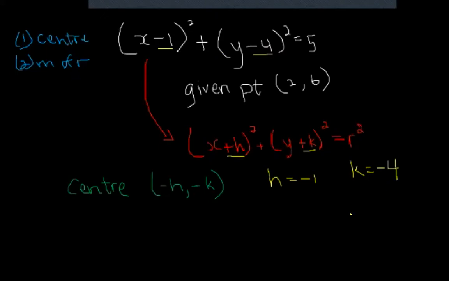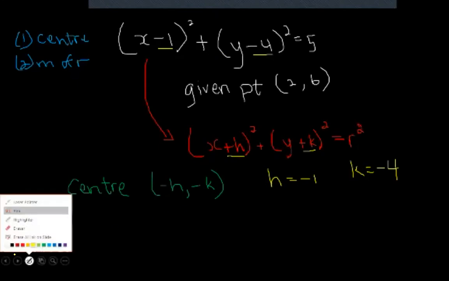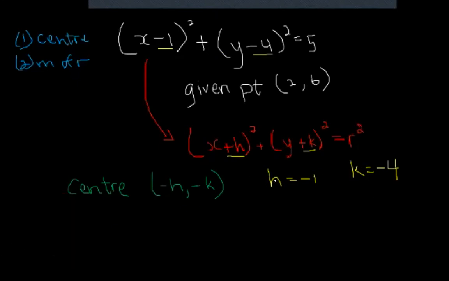But we need the center, which has coordinates minus h and minus k. Right now we have h and we have k. So we need to find out what minus h and minus k is. If h is equal to minus 1, that means that minus h has to be equal to 1. If you don't understand how we did that, let me know. And if k is equal to minus 4, then minus k would be equal to 4.